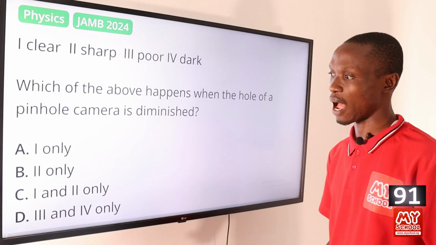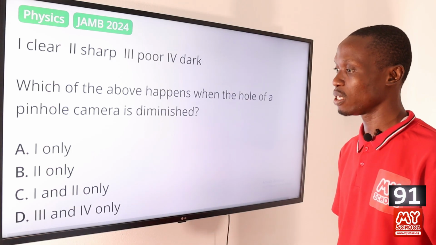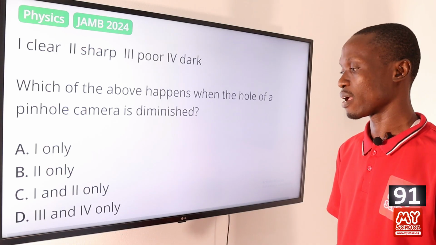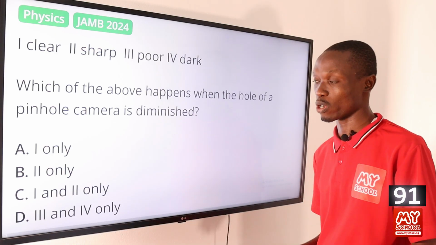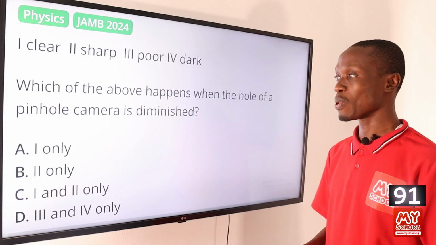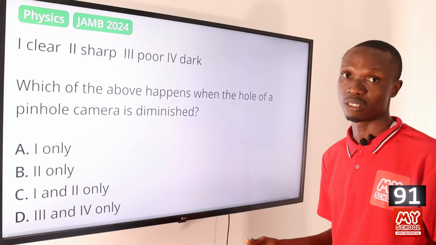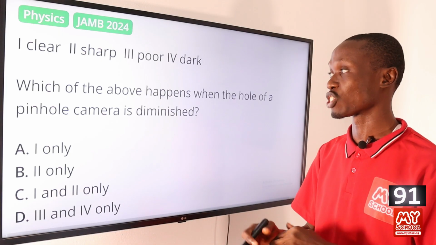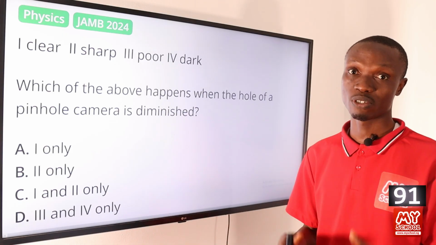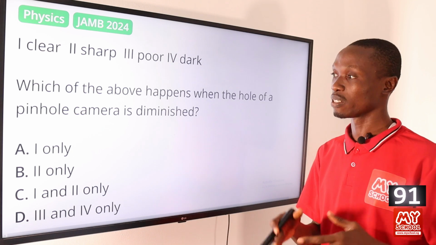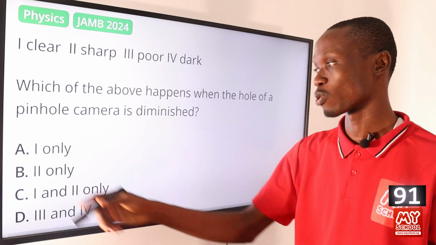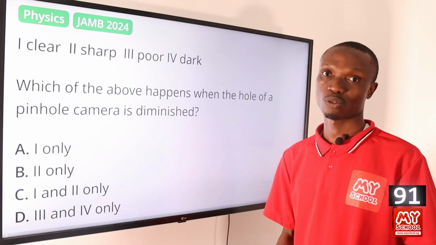So A, we have I only, B, I only, C, I and II only, D, I and IV only. So the answer to this question is option B, I only. When the pinhole of a camera is diminished, the image becomes sharp. This is because a reduced hole means you are reducing the amount of light entering the camera, leading to a sharper image. So that makes option B the correct answer to this question.